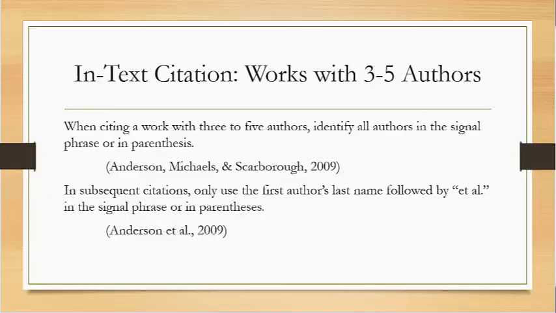Now, if you are including works with three to five authors, you'll want to identify all the authors in the signal phrases or in parentheses. For example, I have three authors listed here: Anderson, Michaels, and Scarborough, publication 2009. You'll only need to list all of them the first time you mention them, though. In subsequent citations, only use the author's last name followed by et al. in the signal phrase or in parentheses. So anytime I reference this work by Anderson, Michaels, and Scarborough in subsequent paragraphs, I only need to include Anderson's name with et al. followed by the year of publication.